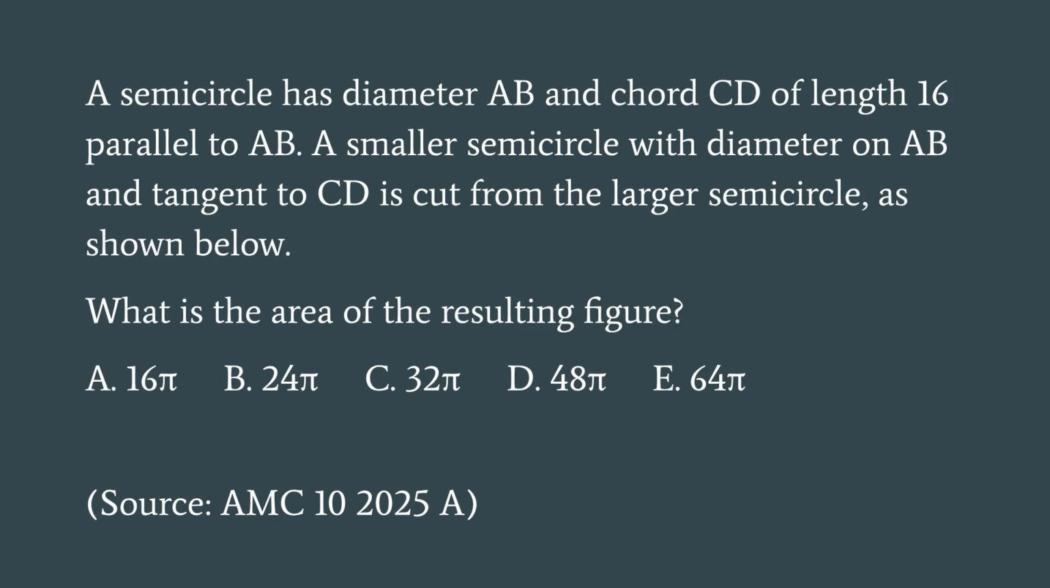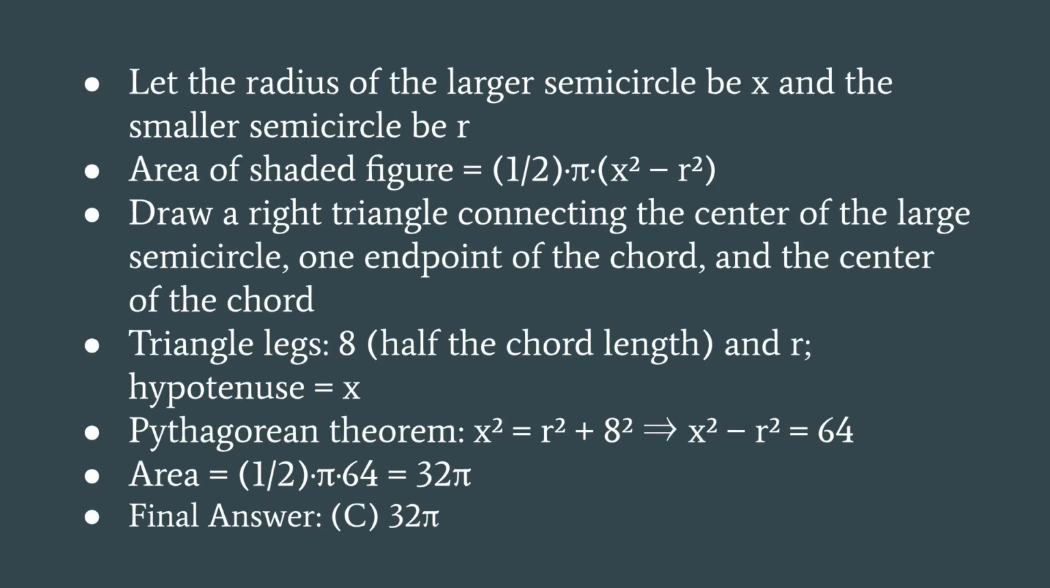Here is problem 10 from the AMC 10 2025A. A semicircle has diameter AB and chord CD of length 16 parallel to AB. A smaller semicircle with diameter on AB and tangent to CD is cut from the larger semicircle as shown below. What is the area of the resulting figure? This is a geometry problem involving semicircles, chords, and area subtraction. Pause the video here if you'd like time to solve the problem yourself.